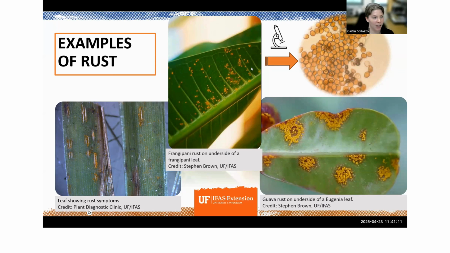Here's another example. You don't see very necrotic spots because it's extracting nutrients from living tissue, so it'll slowly weaken the plant. But you don't see those necrotic leaf spots that you would see in other fungal pathogens. Here's an example of it under the microscope. If you guys know anything about me, you know I love looking at things under a microscope. And again, these are really pretty spores. I just love this color.